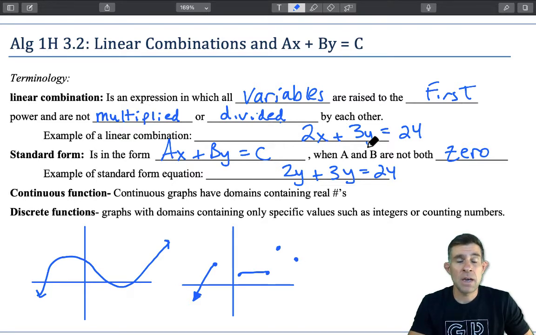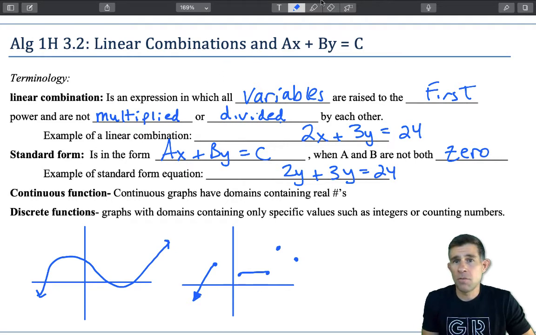First off, a linear combination is an expression in which all variables are raised to the first degree or first power, and none of the variables are multiplied or divided to each other. Here's a simple example of a linear combination. We have 2x plus 3y is equal to 24. So we are doubling our first variable, we're tripling our second variable, we're combining them to equal 24.